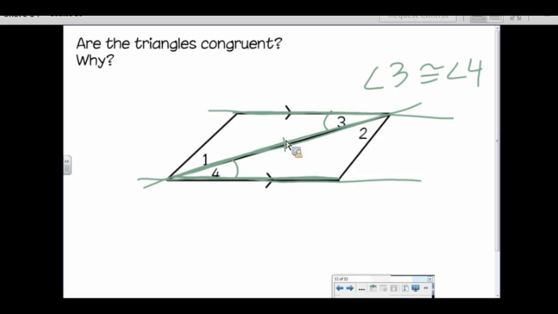So what do we write? It's not possible. Could they be congruent? Yes, but it's not possible for us to prove them congruent. They could be. I wouldn't say no, they're not congruent. I would say, hey, it's not possible for me to prove them congruent because I don't have enough information.